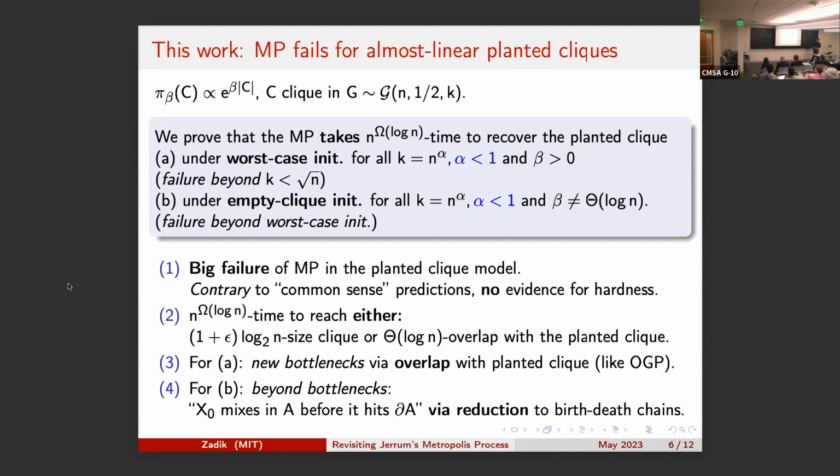So this is the super high level idea to keep in your mind of how we actually handle the typical initialization, the empty-clique initialization. This of course requires a lot of arguments. It's a very technical part of the proof, and a lot of birth and death chains and coupling arguments in one dimension are made.